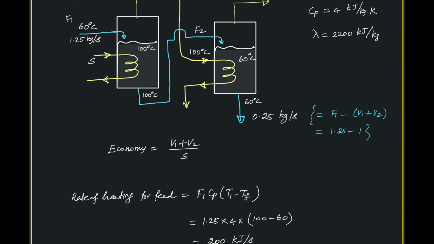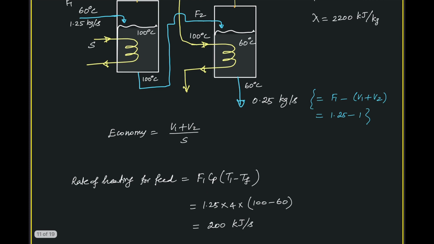We take F1 as the mass flow rate, multiplied by specific heat, m dot Cp, or mass flow rate into specific heat into delta T. This is m Cp delta T, like that, no? So F is flow rate, so F is mass flow rate. So we have this heating energy required for heating the feed.